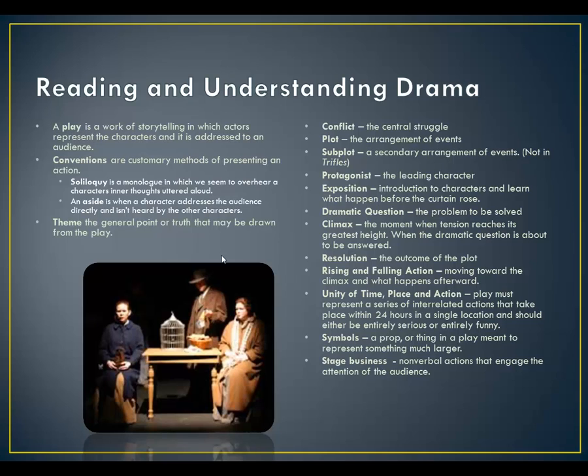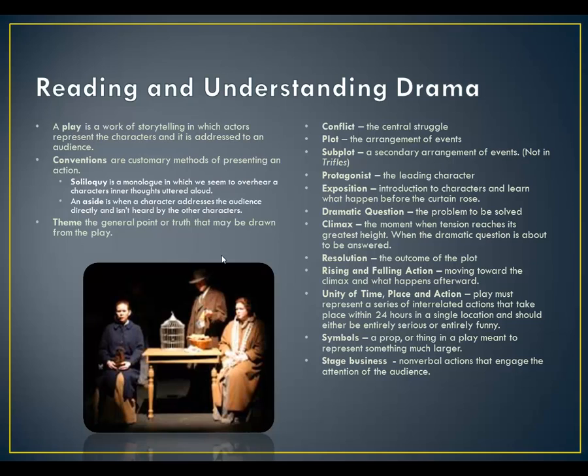And it's the idea that the play has to take place within 24 hours in order for the audience to understand it. It has to take place in a single location, and the whole play should be serious or the whole play should be funny. Now, does everyone follow these principles? No, that's not the case. But it's important that you know about these principles as you're thinking about analyzing the play.